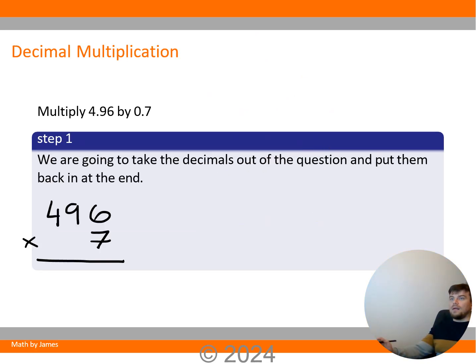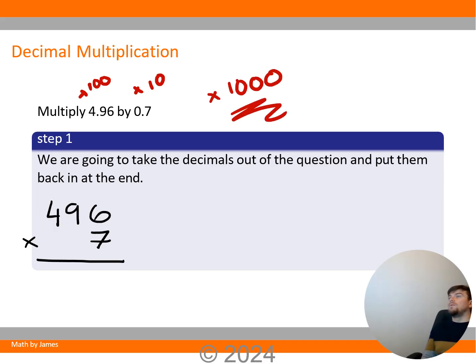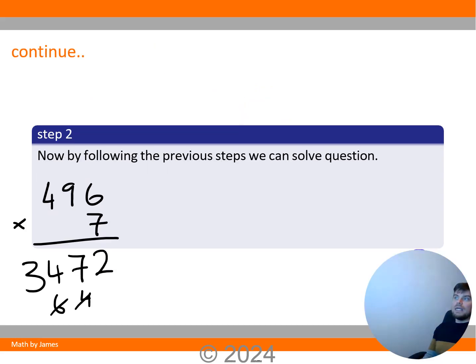So here what we do is we change these into whole numbers. We times this number by 100 and this one by 10. So overall we're multiplying by 1,000 more here. So essentially what we're doing is we're making these whole numbers, just to make it easy. So what we do is we write it out, and then we multiply this out. So you should get 3,472 when we multiply this out.